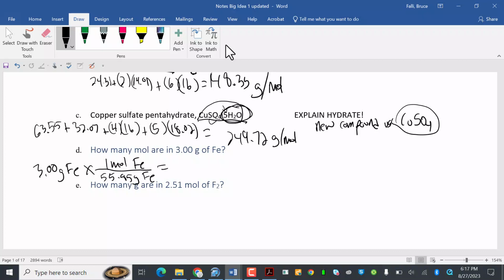I fat fingered it. Equals 0.0537 moles of Fe. Now I can multiply by 1 if I want to, but when you multiply or divide by 1, it doesn't do anything at all.